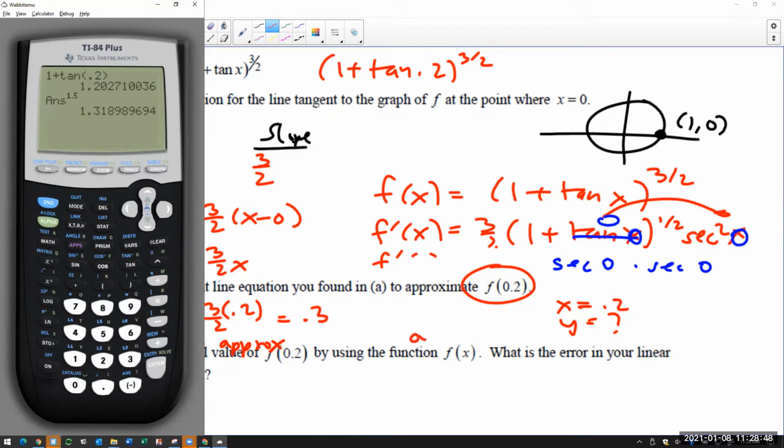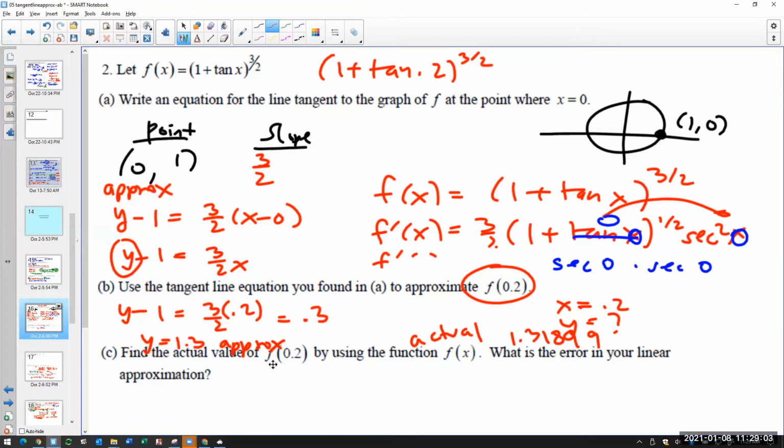My real value, I'll call that my actual value, is 1.31899. You should go at least 3 decimal places. I'm just going to go more. And so here's my question. Which one's bigger, my approximation or my actual? Actual. So I'm going to put a less than sign like that.